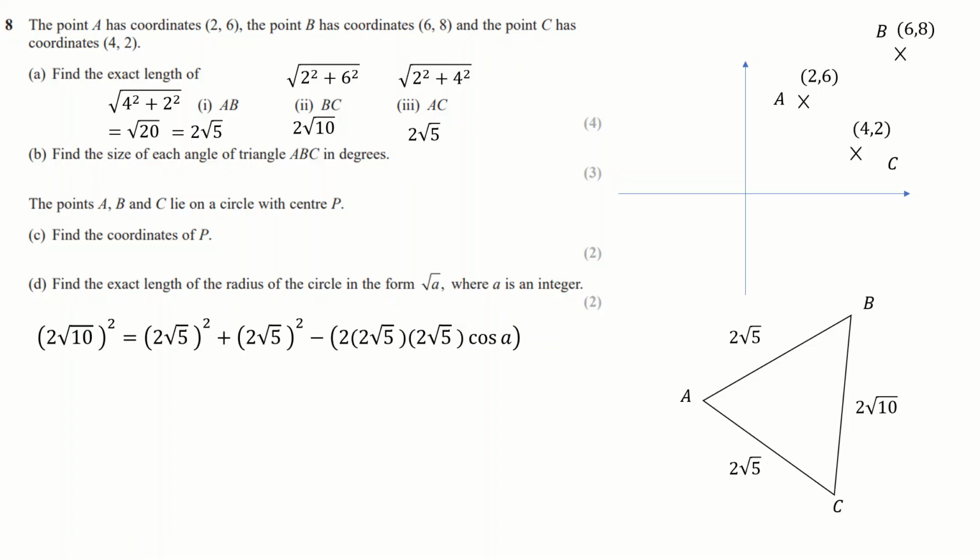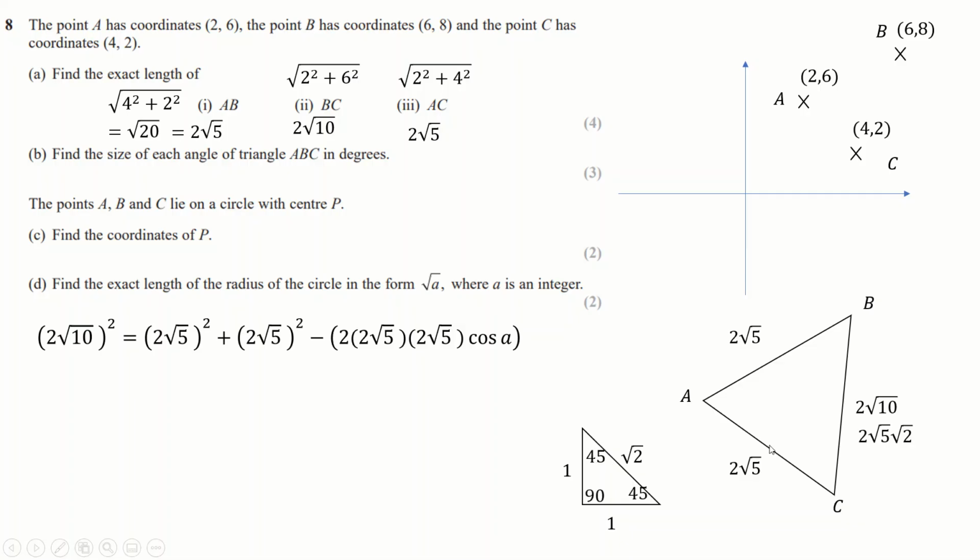Actually, the easiest way to do this, though, which I spotted as I was typing this, was 2 root 10 is actually 2 root 5 root 2, which makes this side here just root 2 lots of this side. And my favorite triangle is the 1, 1, root 2 triangle, by far my favorite triangle. It's got a right angle here, and it's, of course, isosceles, so 45 and 45.